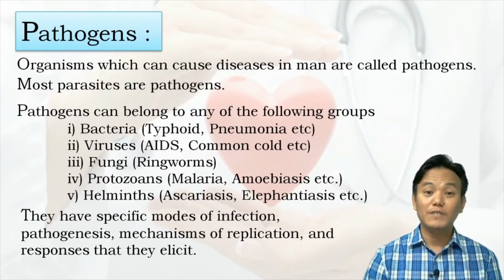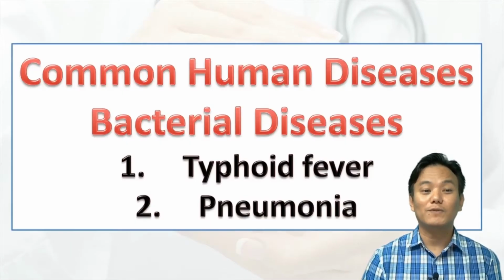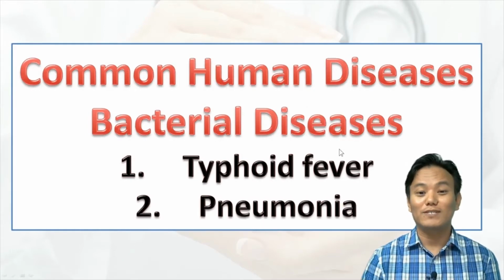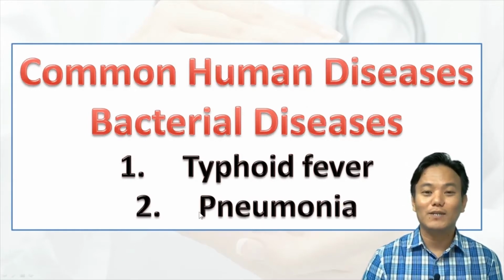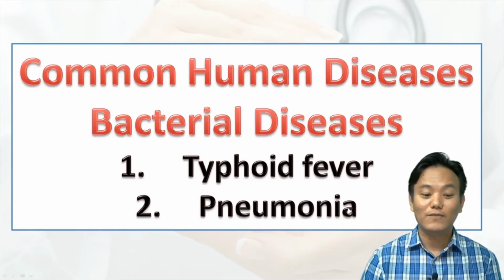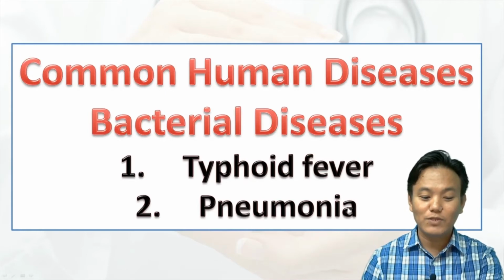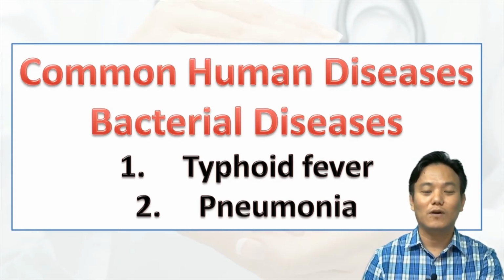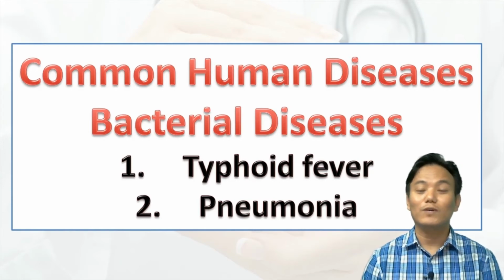Okay, then from the next video onwards, we will start discussing some common human diseases, starting with bacterial diseases such as typhoid fever and pneumonia. So I want you to read about these diseases and focus upon the name of the pathogen, mode of infection, and symptoms of the diseases, and you can think about some control measures of those diseases. So please read your textbook before you watch the next video.